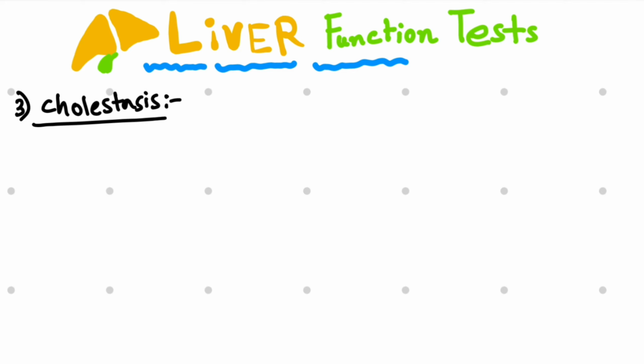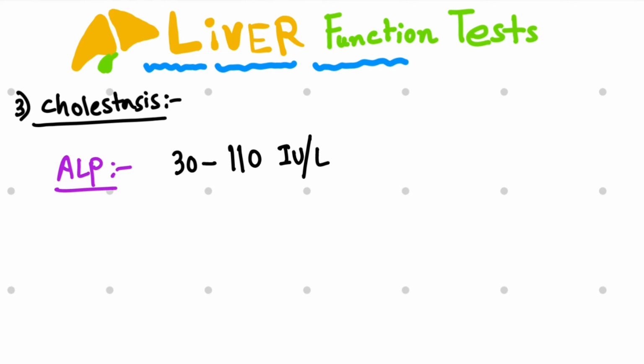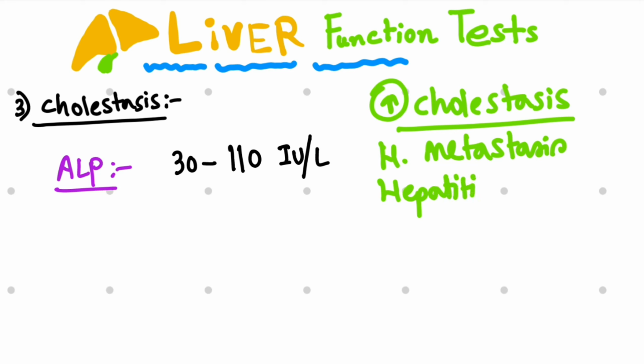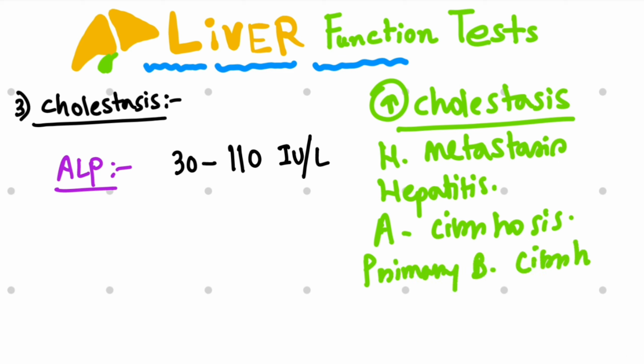Now about the assessment of cholestasis. We can assess alkaline phosphatase levels in the serum to assess any kind of cholestasis. Normal levels of alkaline phosphatase is 30 to 110 international unit per liter. It is usually raised in case of cholestasis, in case of hepatic metastasis, hepatitis, alcoholic cirrhosis, and primary biliary cirrhosis. In these cases, ALP will be raised.